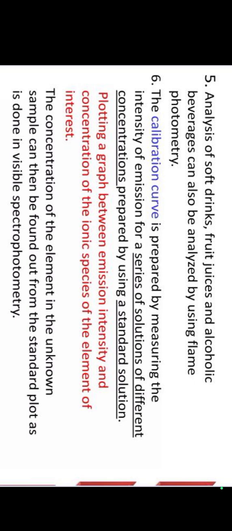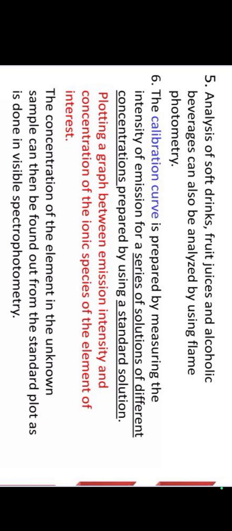Sixth one, the calibration curve is prepared by measuring the intensity of emission for a series of solutions of different concentration, prepared by using the standard solution. The unknown sample can then be determined by using flame photometry.